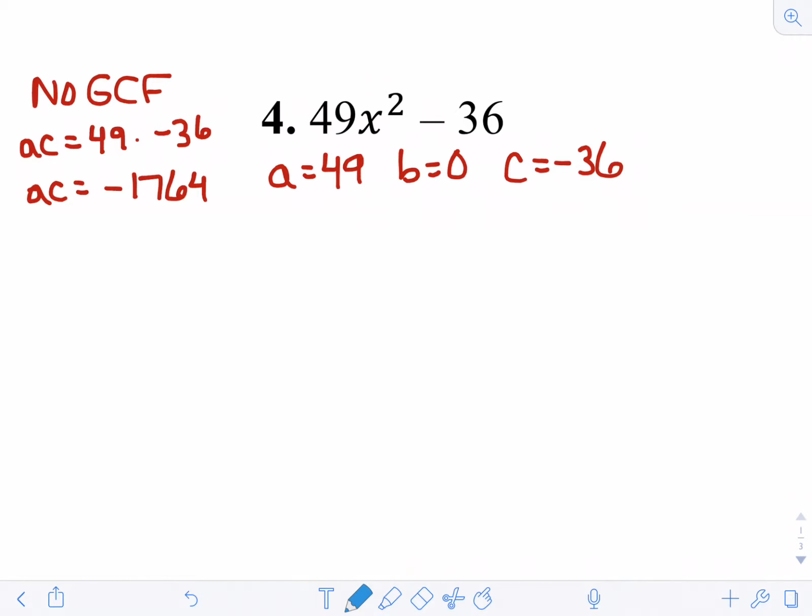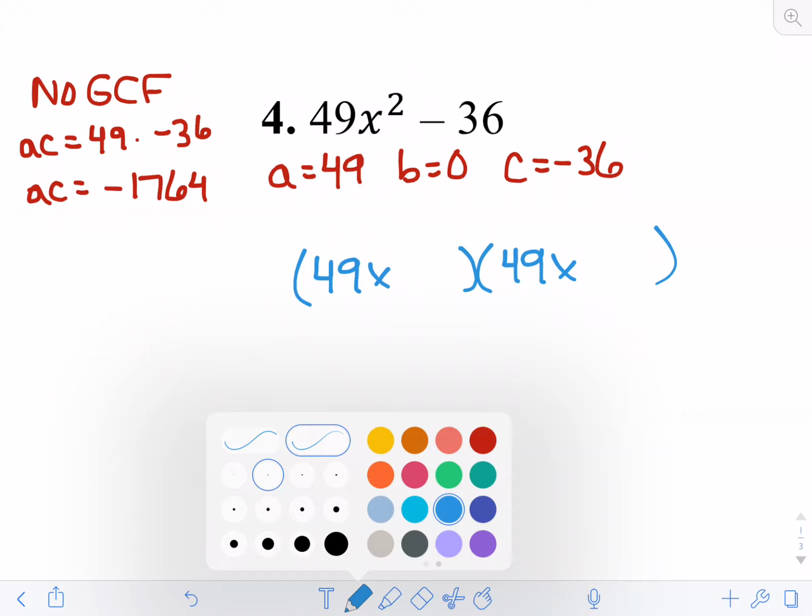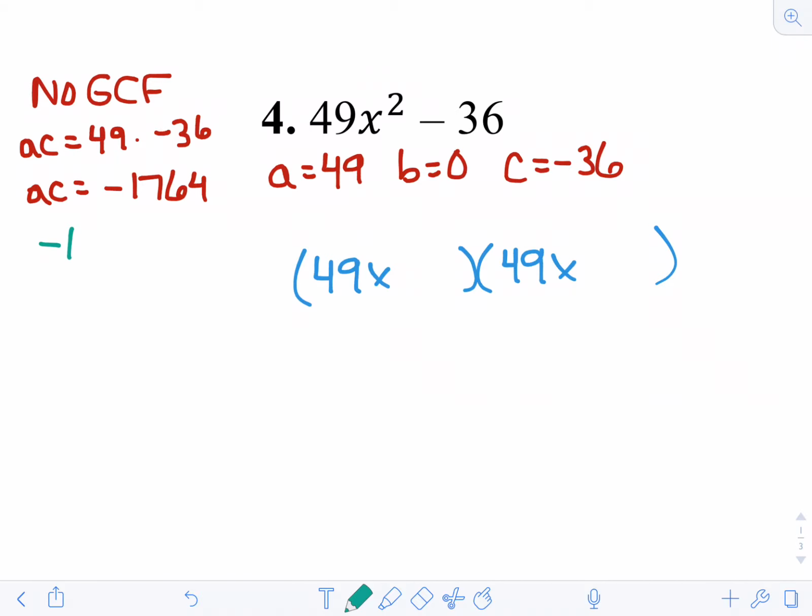Okay, so before I do that, I know we're going to have 49x and a number. To figure out what that number is, we're looking at this negative 1,764. B is 0, so it's a pair of ones, negative and positive. You can put this in your calculator at y equals, look at your table and see what numbers are the same. Or the shortcut is these are all perfect squares, so you can take the square root of 1,764, and the two numbers would be 42. So minus 42 and plus 42.